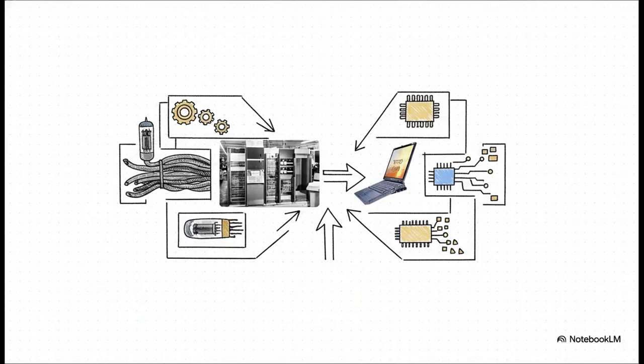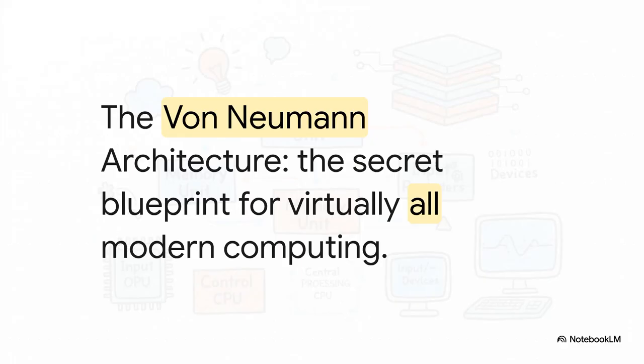Just look at this. On one side, you've got this behemoth of wires and vacuum tubes, and on the other, a sleek, modern laptop you can tuck under your arm. They're separated by decades of incredible innovation, yet, at their very core, they work in almost the exact same way. So, what is this secret connection? Well, the answer is something called the von Neumann architecture. It's a design from way back in the 1940s. And believe it or not, this is the fundamental blueprint for pretty much all modern computers. You could say it's the ghost in every single machine.